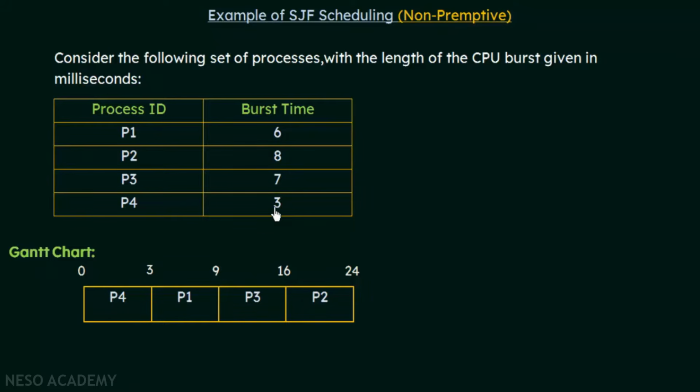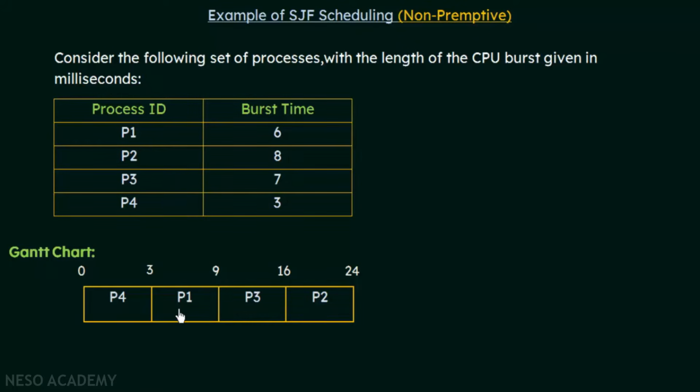Now after P4, which is of 3 milliseconds burst time, which is the next process having the least burst time? From these remaining 3 processes P1 to P3, if we check, we see that P1 is the next one, which has a burst time of 6 milliseconds, which is lesser than 8 and 7 of P2 and P3.